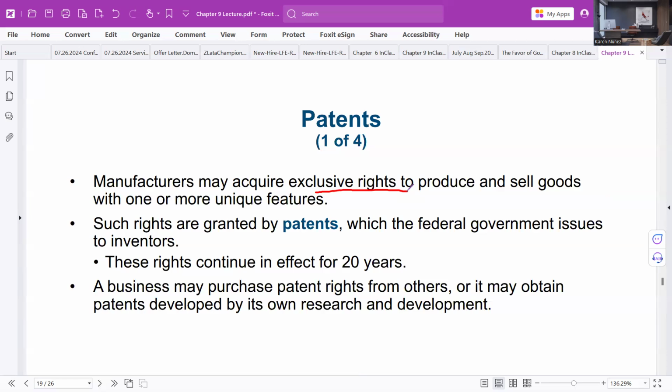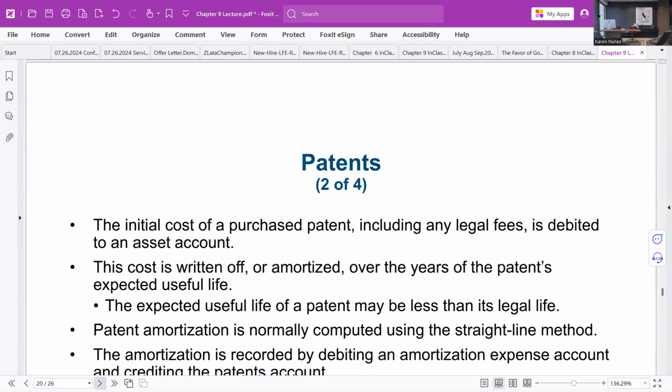So, for example, if there are certain products, when you invent the product, you apply for the patent. And then once you receive the patent, you have the exclusive rights to that product. No one else can come in and produce and sell your product. You have the exclusive right to that product. And these rights generally are effective for 20 years. And if you purchase the rights from someone else, then you have whatever the remaining life is on the patent.